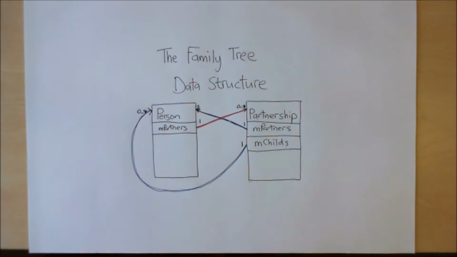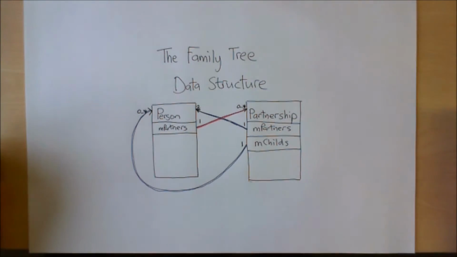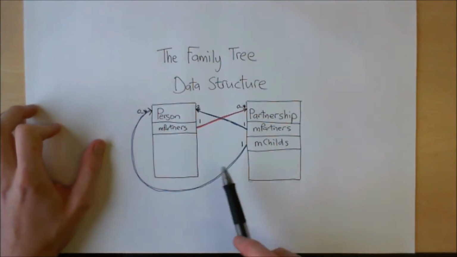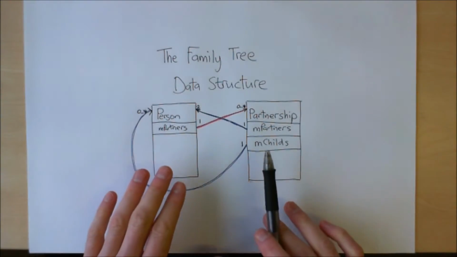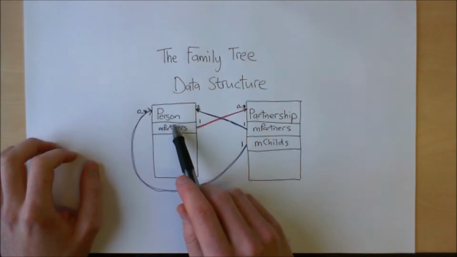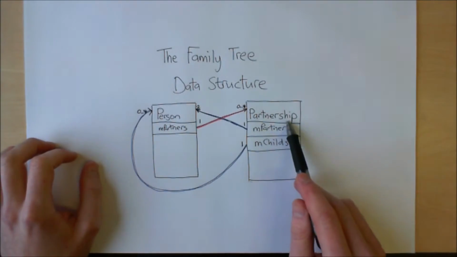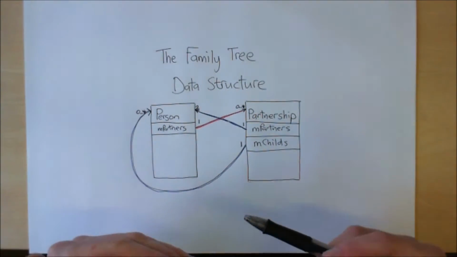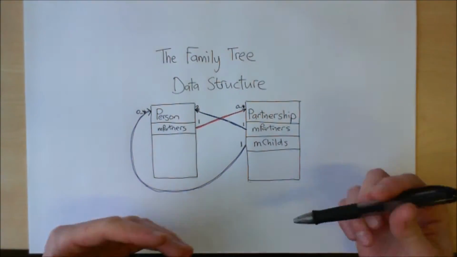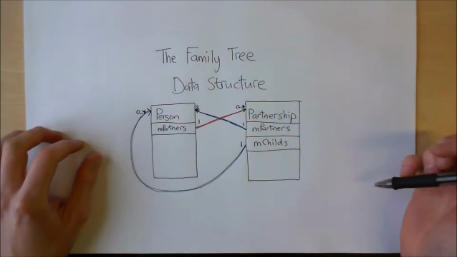Hey, good morning everybody. What I thought I'd do is try and put together a little video that explains a little bit the family tree data structure that you have to use in order to draw your family trees for the coursework. Okay, so the whole data structure is made up of two objects. You have the person object and the partnership object, and you need to use both of them in order to have a whole tree represented.